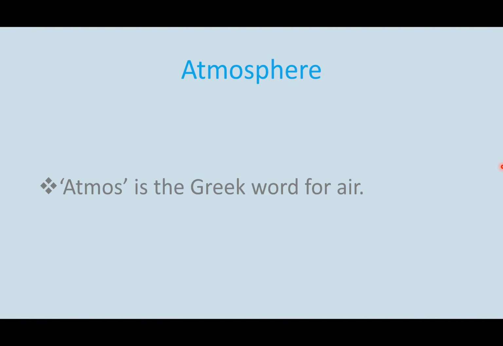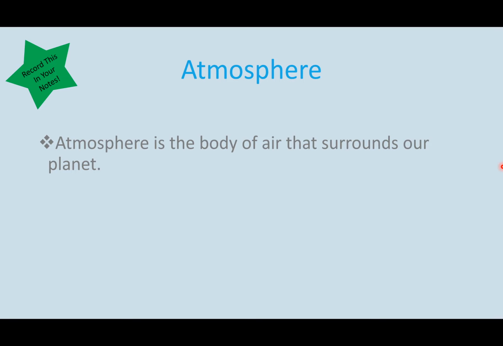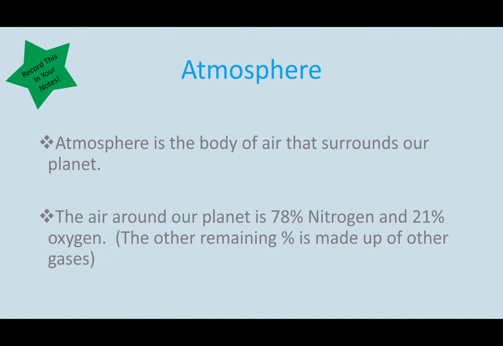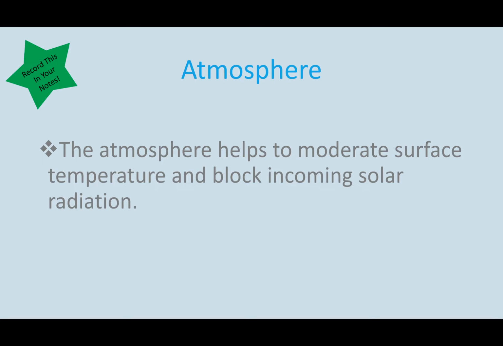Atmosphere is the last one. Atmos is the Greek word for air. So the atmosphere is the body of air that surrounds our planet. The air around our planet is 78% nitrogen and 21% oxygen, and the remaining percent is made up of other gases. You may have come across those facts when we were looking at the elements in our chemistry unit. And the main thing the atmosphere does is help to moderate surface temperature and block incoming solar radiation. You've heard of the ozone layer and greenhouse gases and UV rays and stuff like that. So that's what the atmosphere helps to do. It helps to moderate the surface temperature, so make sure that we're not boiling, and it blocks solar radiation, again, those UV rays.